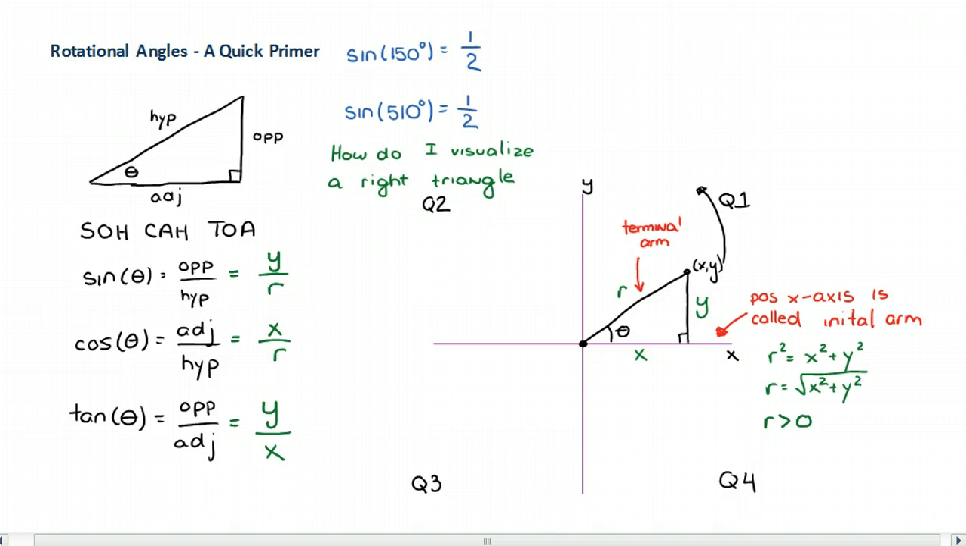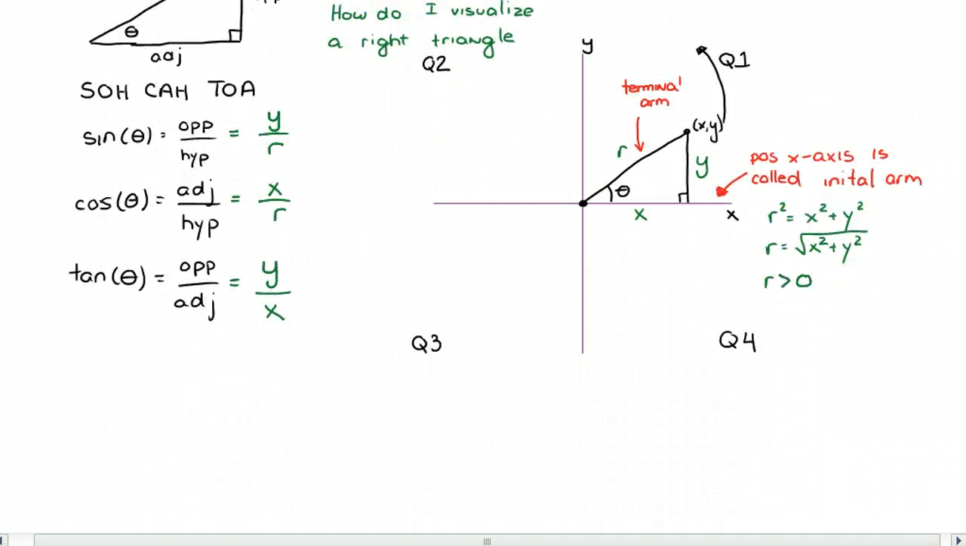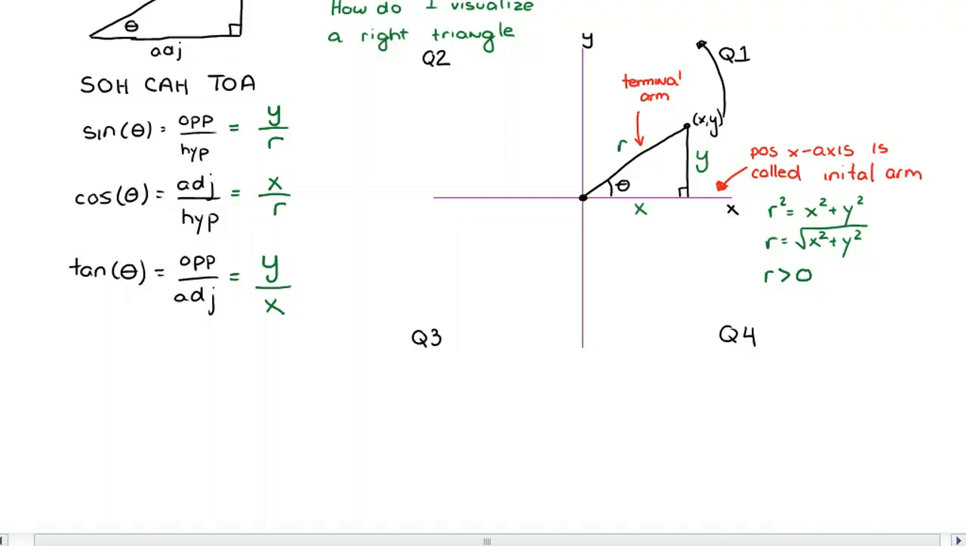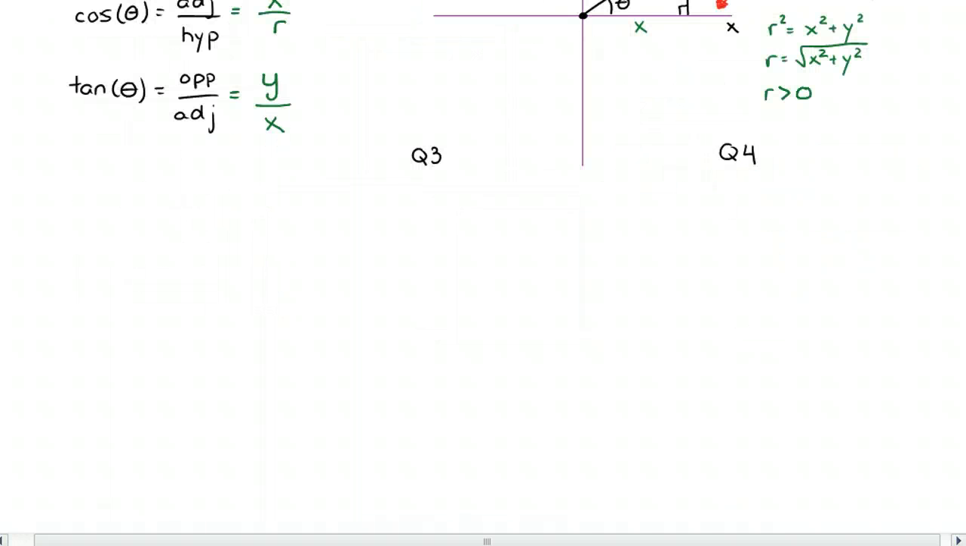So let's scroll down here and let's do two questions which are just related slightly. So question 1. We want to find sine of, let's say, 30 degrees. Now we know sine of 30 degrees is 1 over 2. We've worked with this enough that we know this. But let's actually visualize sine of 30 degrees using this rotational angle idea.